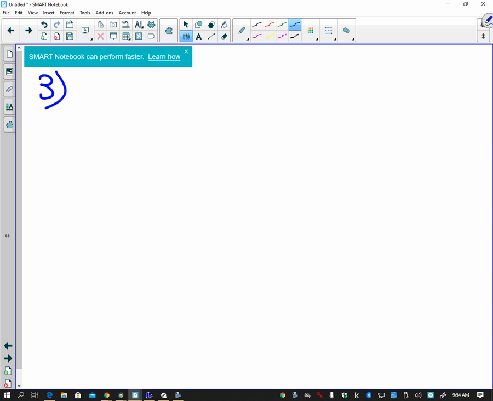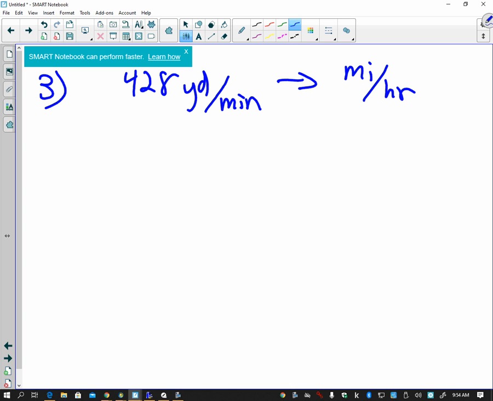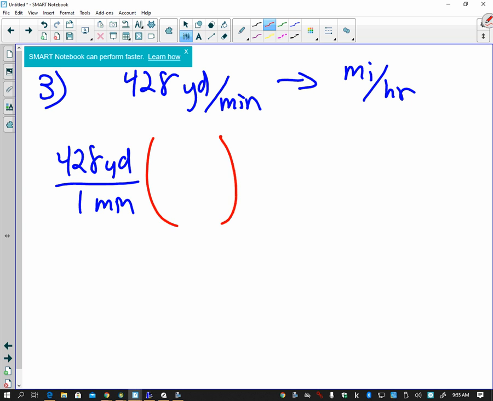All right, in this one, you need to convert yards per minute to miles per hour. So somebody give me a 3-digit number. 428. Okay, we want to convert yards per minute into miles per hour. So 428 yards over 1 minute. This is where using our conversion methods is important, and not just multiplying things in our head that might get me there.